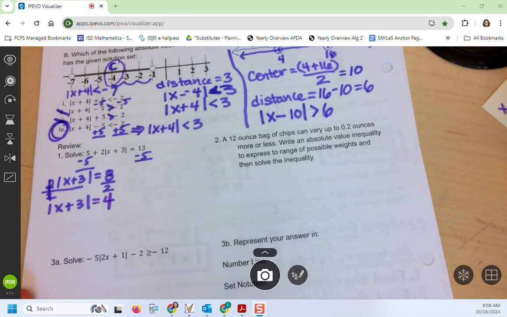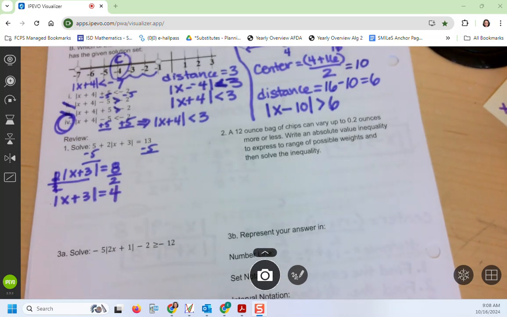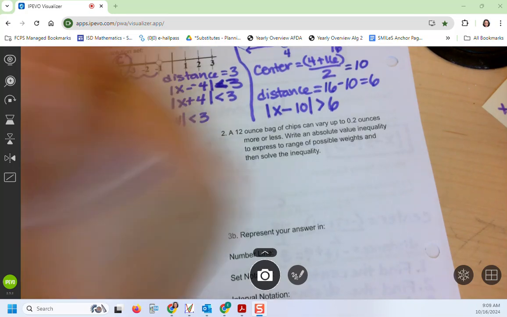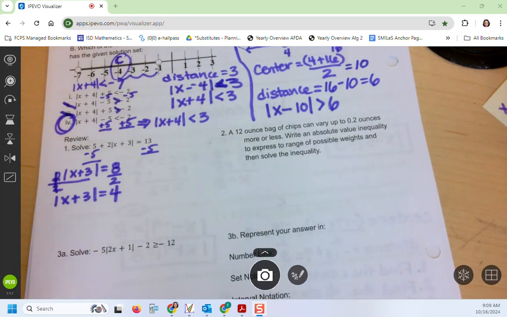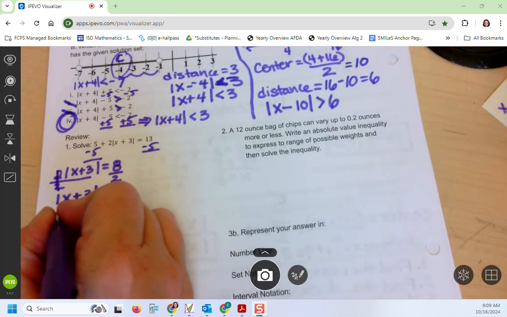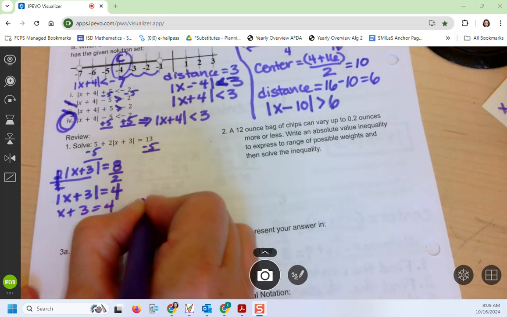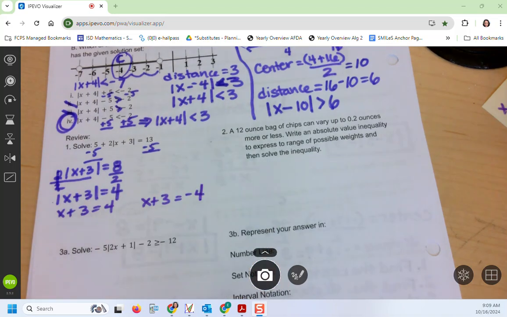Now, when we're here, this is when we're going to write two different equations. It's not going to be 13 and negative 13. It's going to be 4 and negative 4. You don't take the opposite until you have the absolute value all by itself. So one of the equations is x plus 3 equals 4, and the other is x plus 3 equals negative 4.